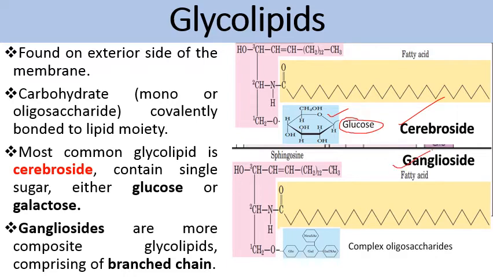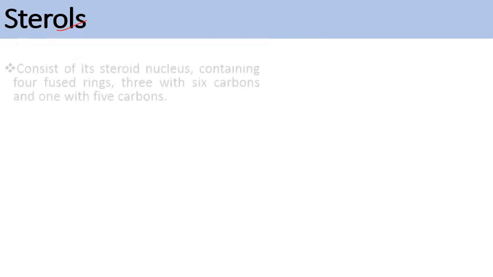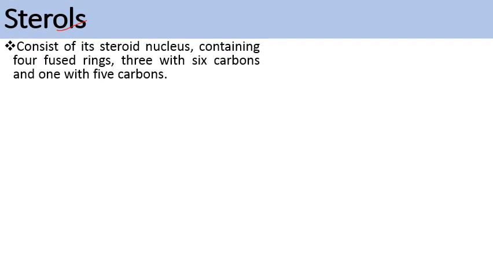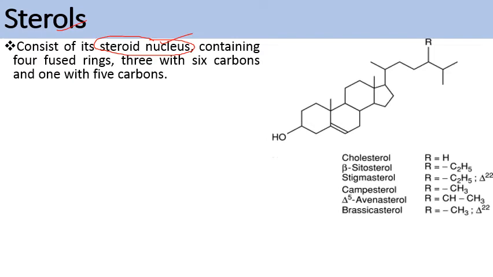So this photograph shows cerebroside, which contains a single sugar group that may be either glucose or galactose, while ganglioside contains a branched chain of carbohydrates. Next comes sterols. Speaking of the chemical composition of sterols, they consist of a steroid nucleus containing 4 fused rings, 3 with 6 carbons. The first 3 are with 6 carbons, and the last one has 5 carbons.